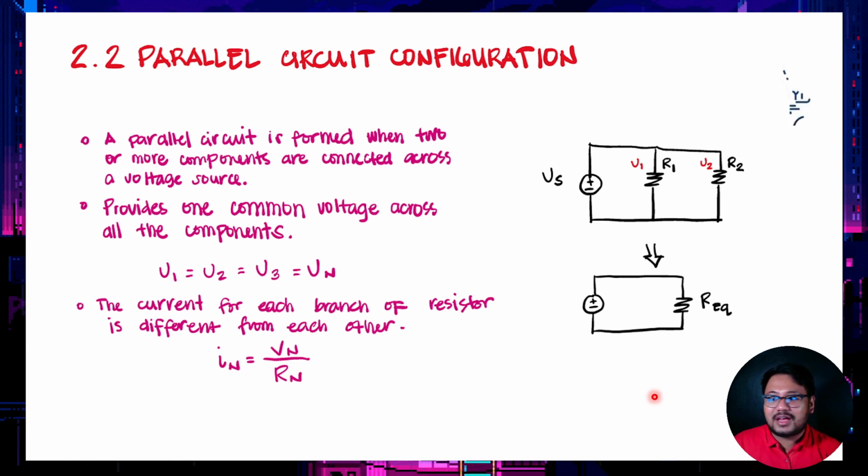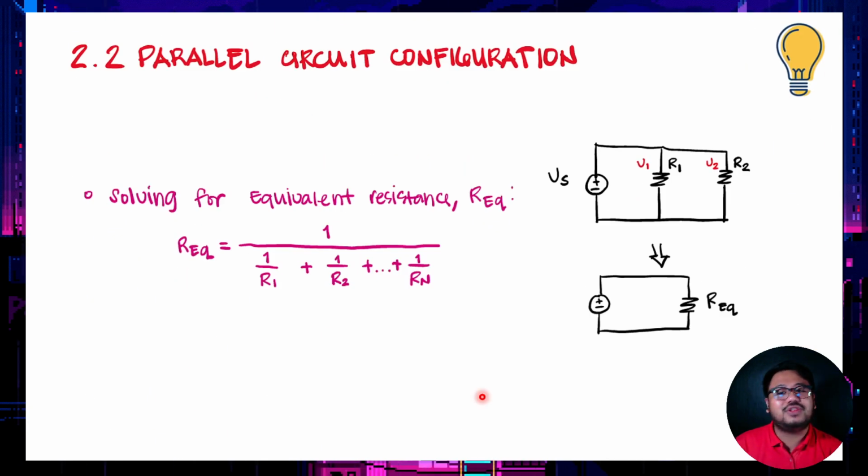In solving for the equivalent resistance, it will have a different formula now. I will call it the equivalent resistance. In getting the equivalent resistance, it is equal to 1 over the quantity 1 over R1 plus 1 over R2 plus 1 over Rn, and so on if you have multiple resistances. Sometimes I call this total resistance, but I like the term equivalent resistance so that I can distinguish whether it is a parallel or a series circuit.